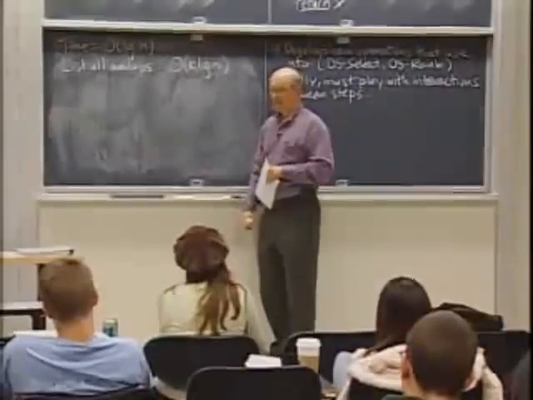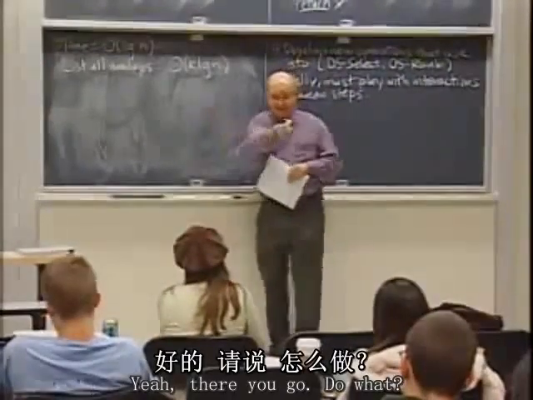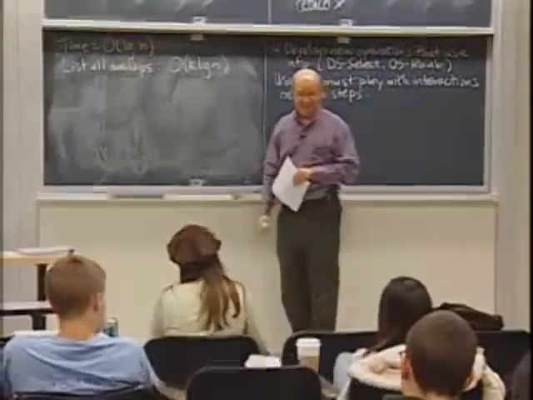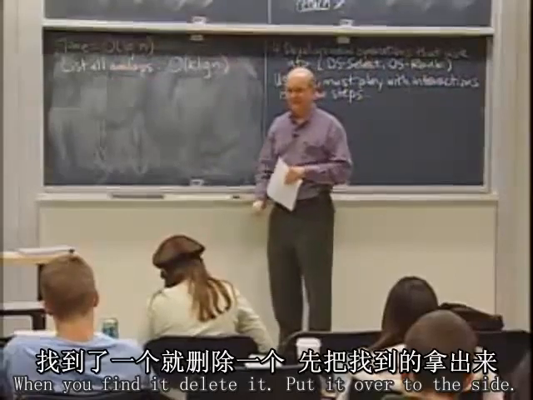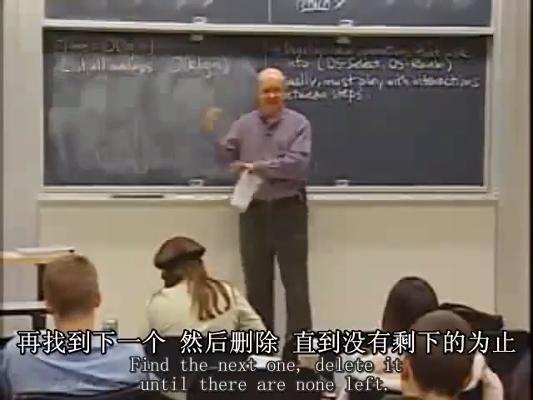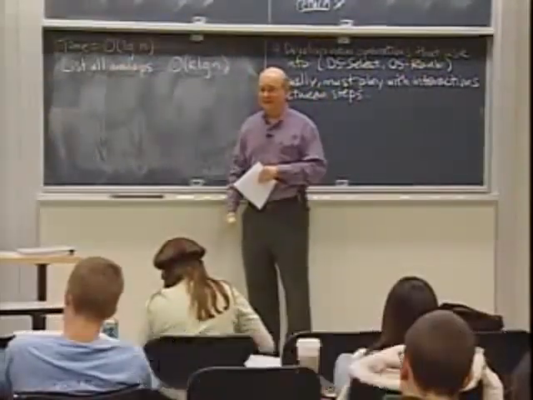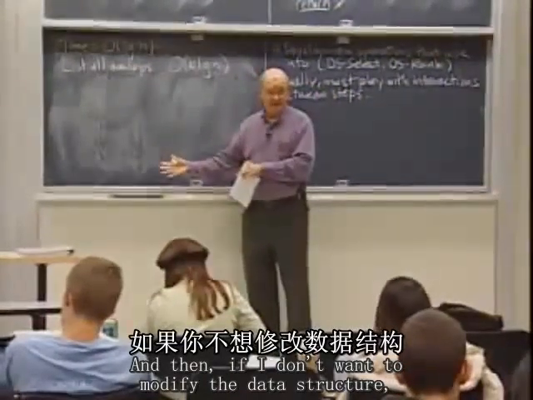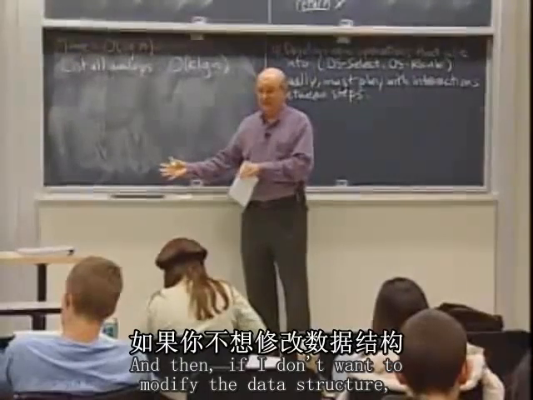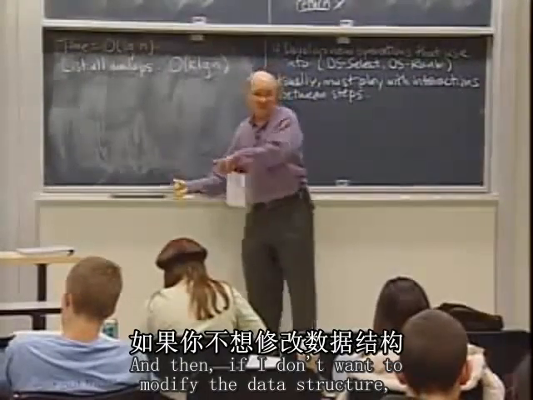Well, how do I know it's? Yeah, there you go. Do what? Yeah, when you find it, delete it. Put it over on the side. Find the next one, delete it till there are none left. And then if I don't want to have modified the data structure, insert them all back in.